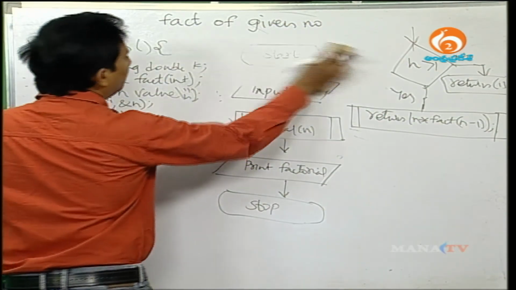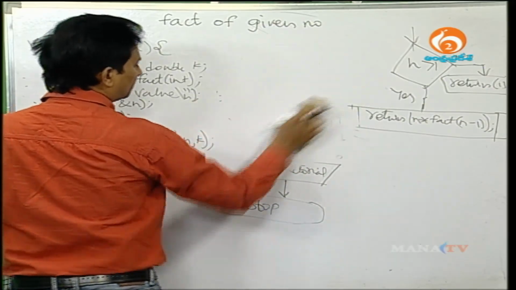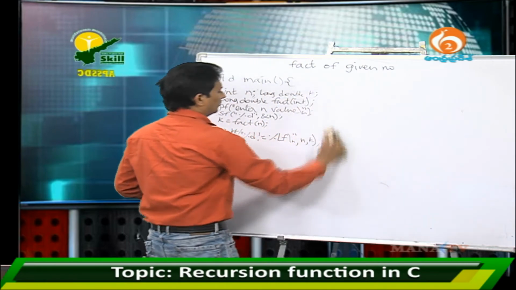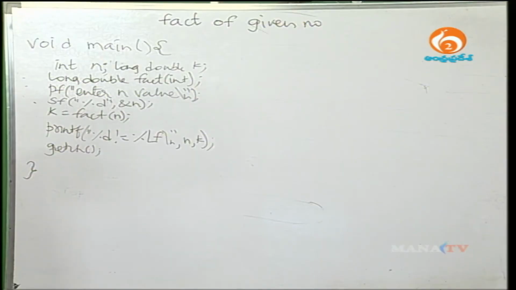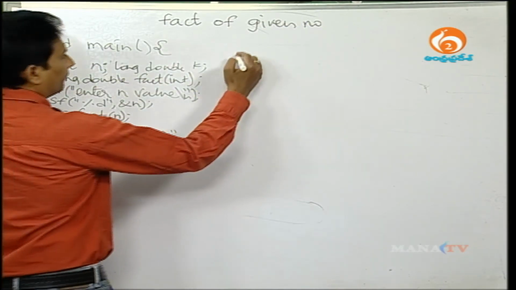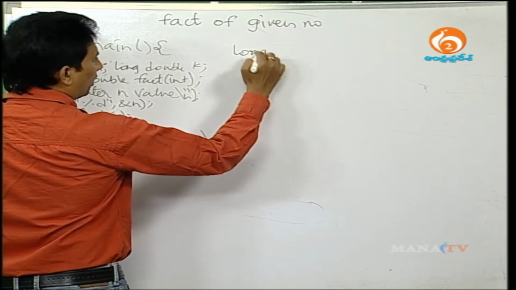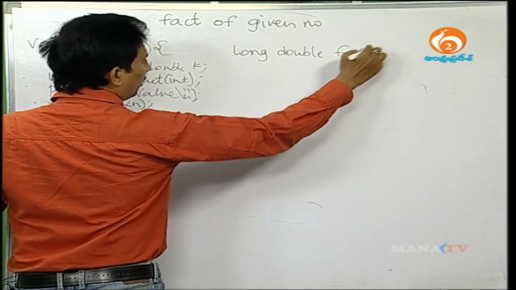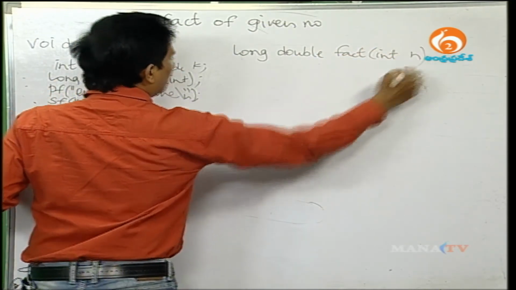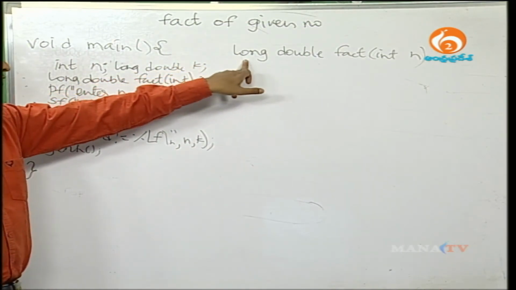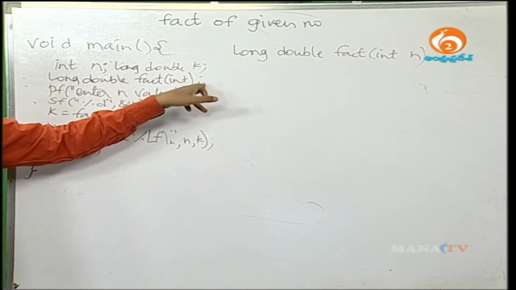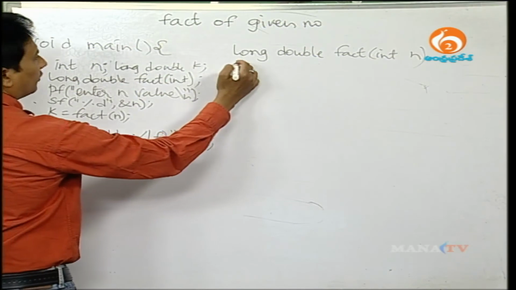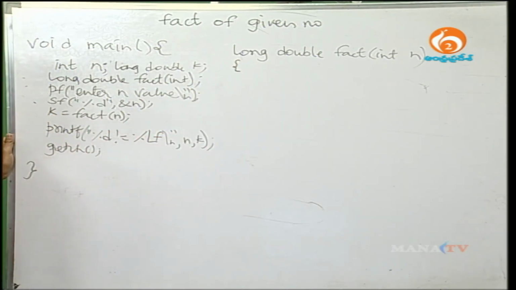So now I am going to write the function definition of fact. Long double fact of int n. The function declaration and function heading should be the same, but in the declaration we write the semicolon, here we do not write the semicolon. Beginning of the fact function.